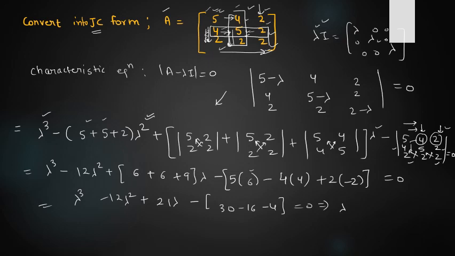So that means lambda cube minus 12 lambda square plus 21 lambda, 16, 4, 20, 30 minus 20, 10 minus 10. Now you have to solve this. So if we substitute 1 in place of lambda, 1 cube is 1, and this is 22 and 22, which will be 22 minus 22, 0, right? That means lambda minus 1 is one of the factors. So let's take this up.